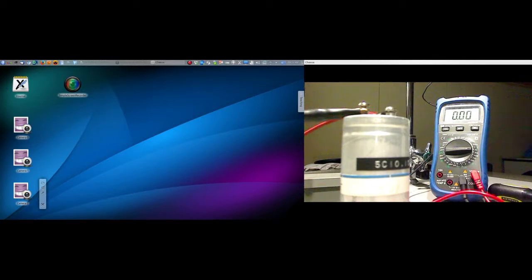All right, so I'm going to plug this capacitor into the power supply and turn on the power supply. Very exciting. Absolutely nothing happens. I mean, I don't know what you were expecting. I'm always afraid one of these old ones is going to blow up on me. That would be exciting.